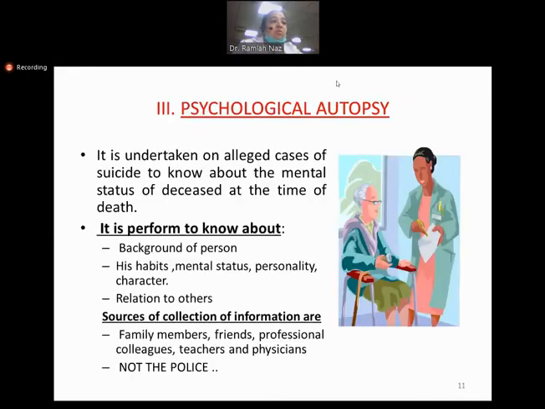Then we have the third one, that is psychological autopsy. This is a kind of technique which is not invasive. It is undertaken in suicide cases to know about the mental status of the deceased at the time of death. Basically, as a medico-legal officer or registered medical practitioner performing the autopsy for suicide cases, it is the utmost duty of that doctor to go for the psychological autopsy as well, if he comes to know that this is related to suicide.